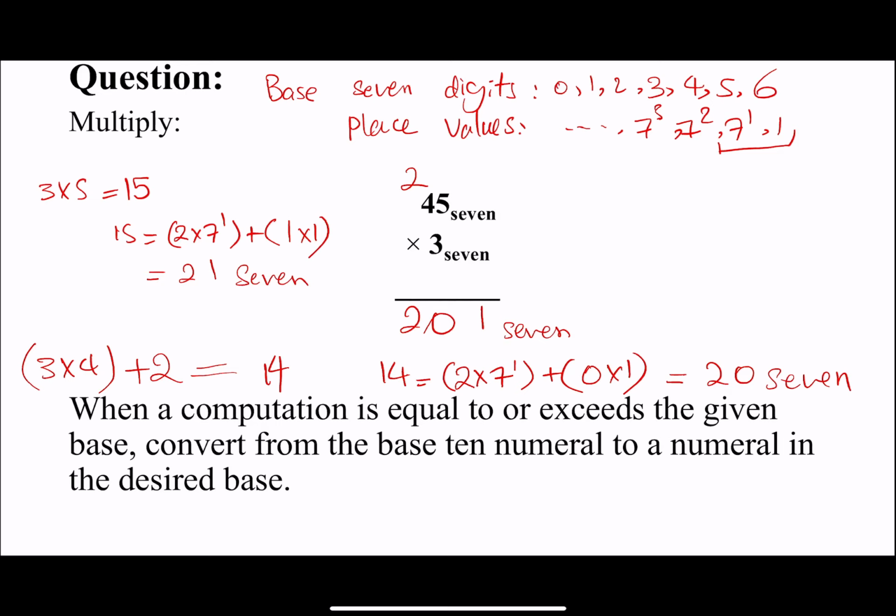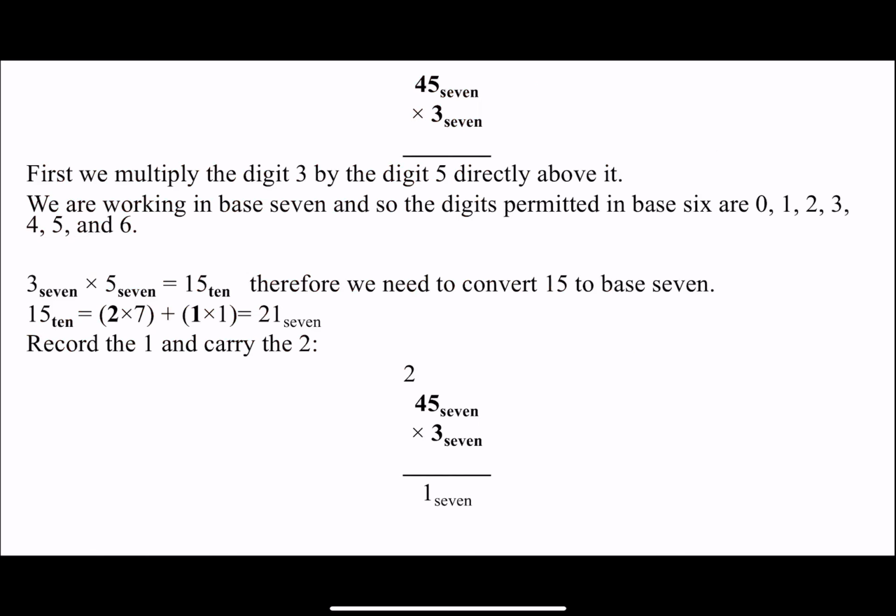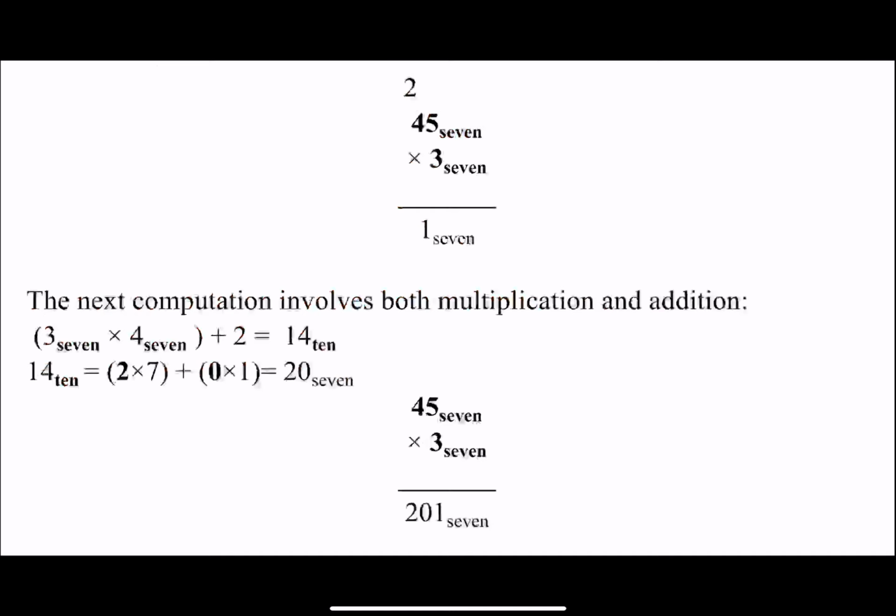So 4, 5, base 7 times 3 base 7 is 2, 0, 1, base 7. Here we go, that's the multiplication. First, I multiply 3 by 5, it's 15. I converted that, it's 2, 1, base 7. I place 1, I carry 2. And then 3 times 4 plus 2 is 14. So 14 is 2, 0, base 7. So the answer is 2, 0, 1, base 7.